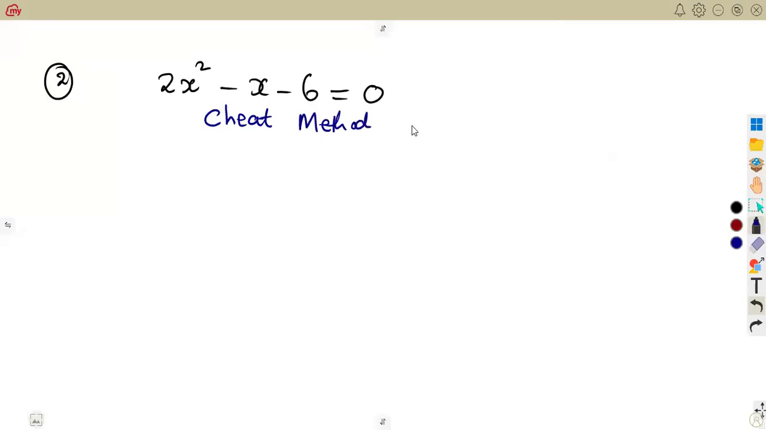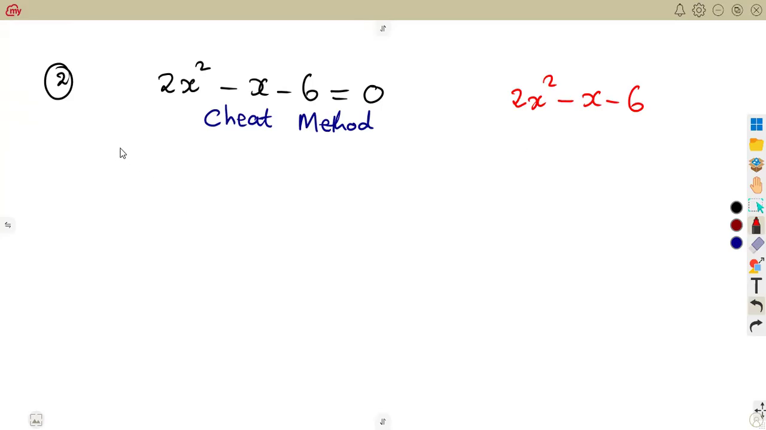You choose which one. Do you understand? Or you just maintain the method that you've been taught throughout. What is important is that we just need to factorize this. So let us take this one aside so that we properly see our cheat method. 2x squared minus x minus 6. This is the part that I want to factorize.